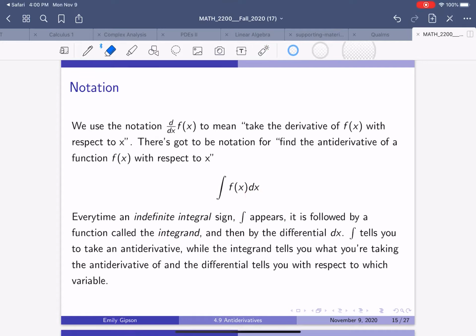The integral sign tells you to take an antiderivative, while the integrand, that f of x, tells you what you're taking the antiderivative of. And the differential tells you with respect to which variable. So I could easily write something like x plus y, and if I didn't include dx or dy, you wouldn't know which one to take your integral with respect to. So you always need to include dx or dy or dt or whatever is important.